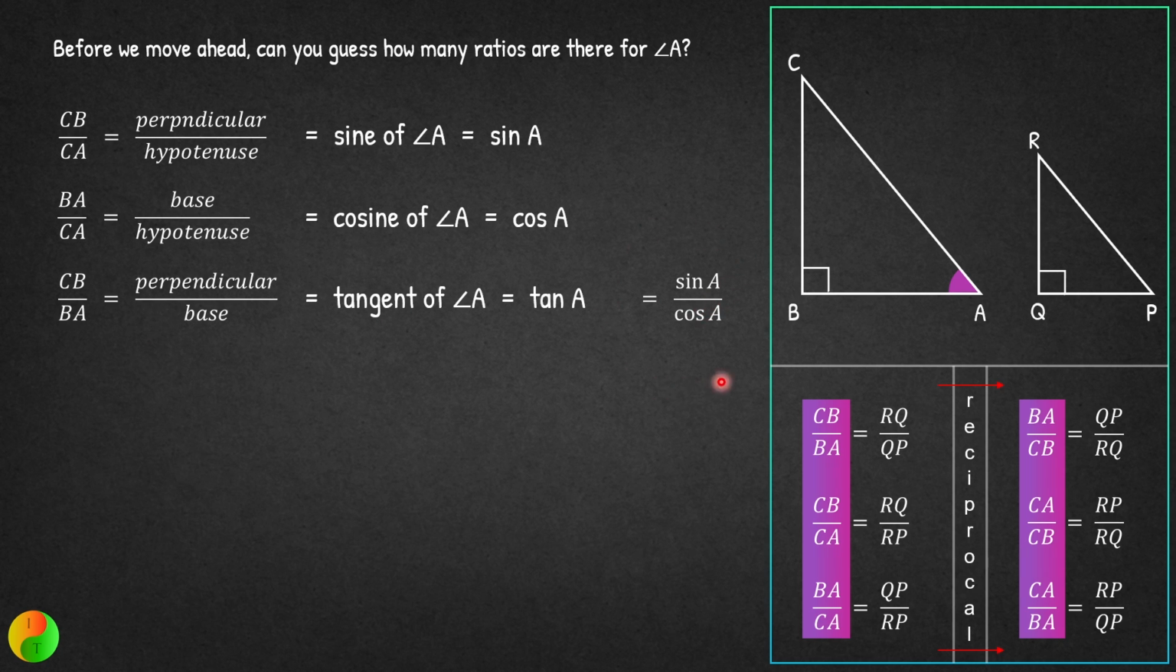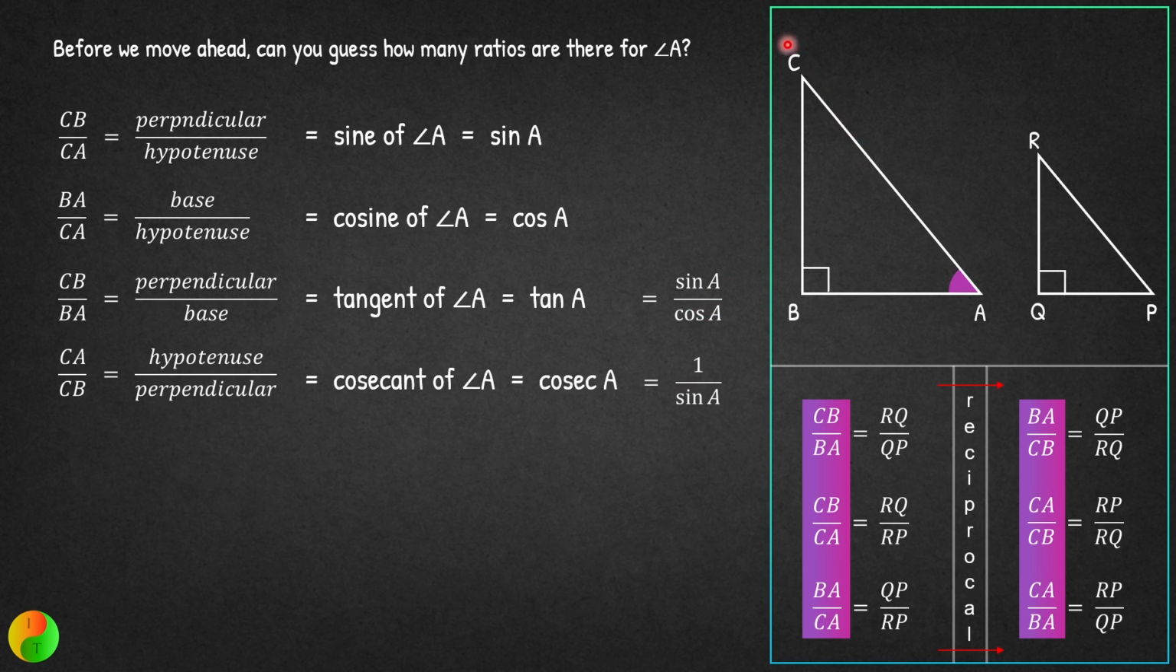I'm going to leave this exercise for you guys. Now the ratio of CA to CB is the ratio of hypotenuse to perpendicular for angle A, which is called cosecant of angle A, or simply called cosec A. Now you know that CA upon CB is reciprocal of CB upon CA, and CB upon CA is sin A, so cosec A is equal to 1 upon sin A.